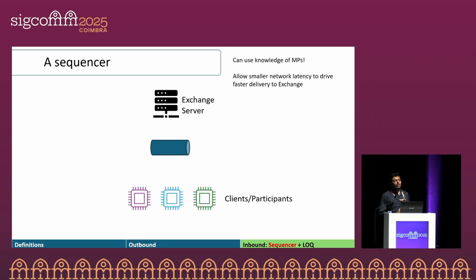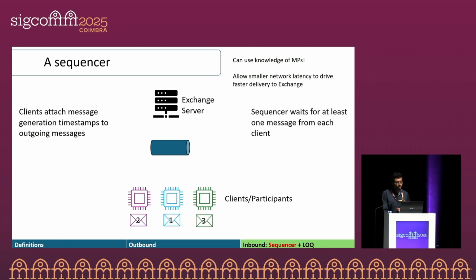We leverage the fact that the sequencer knows who the market participants are. And also, we want to allow smaller network latencies to drive faster delivery of these packets to the exchange. So clients attach a trusted timestamp of when the order was generated to outgoing messages. And the sequencer, instead of waiting for a fixed delay, waits for at least one message from each client before it sends it to the exchange server.